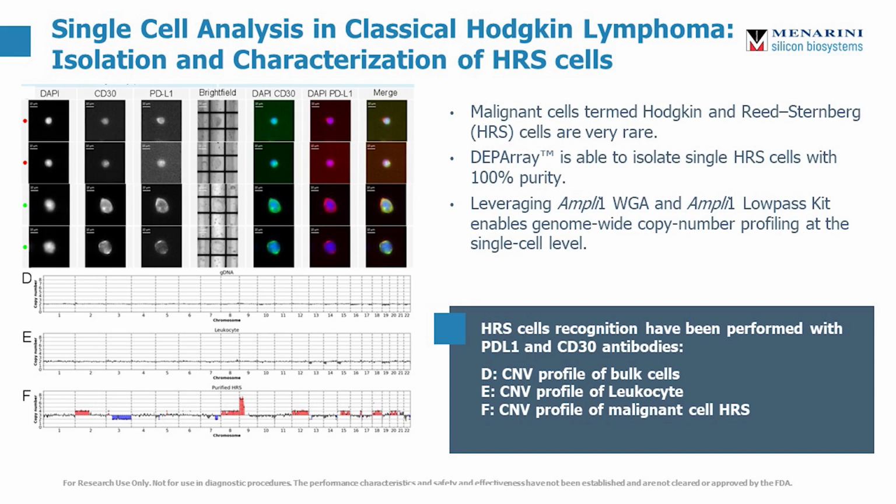And what we find when we do this analysis is that the bulk cell analysis really doesn't show us any copy number variations looking in panel D. If we compare panel E, and this is the purified leukocytes from this sample, we see a normal profile. This is what we would expect. However, now that we have isolated pure HRS cells, we now are able to detect the copy number variations in these critical rare cells which are malignant in this disease, and now we can make accurate deductions about what the genetic aberrations are within these HRS cells that we simply were not able to do without isolation on the DEPArray first.